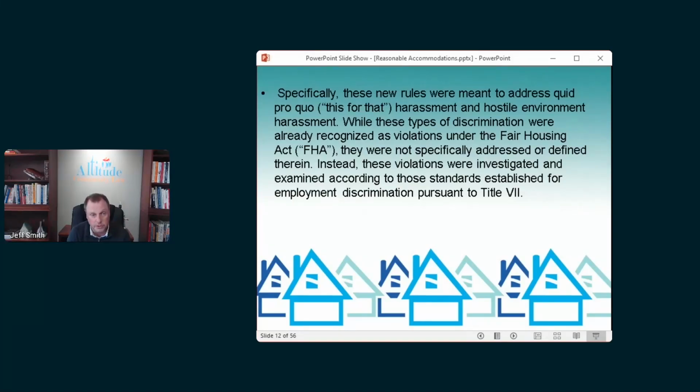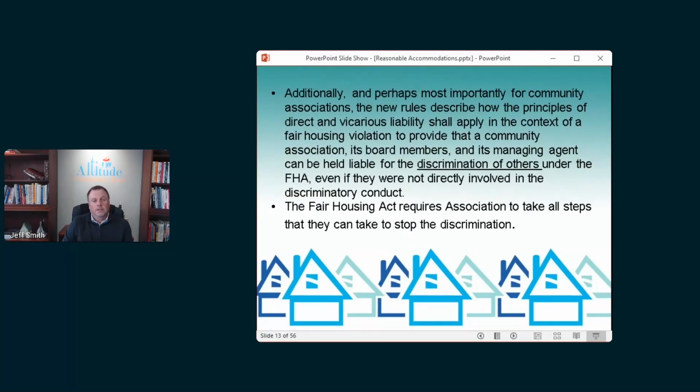So these new rules were meant to address this quid pro quo, or this for that, harassment and hostile environment harassment. While these type of discriminations were already recognized as violations under the FHA, they were not specifically addressed or defined. Instead, these violations were investigated and examined according to those standards established for employment discrimination. So the key thing from this is that community associations, the new rules describe how the principles of direct and vicarious liability shall apply in the context of a fair housing violation, to provide that a community association, its board members, its managing agent can be held liable for the discrimination of others under the FHA, even if they were not directly involved in the conduct.